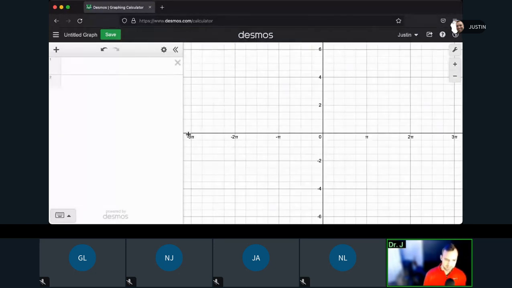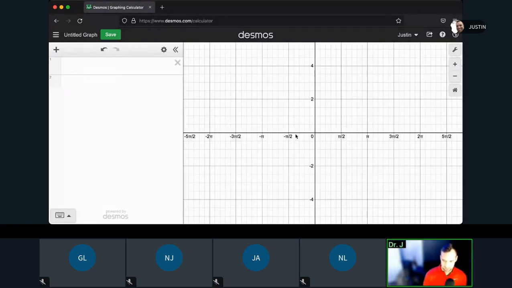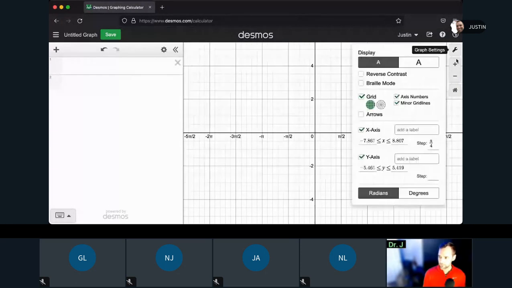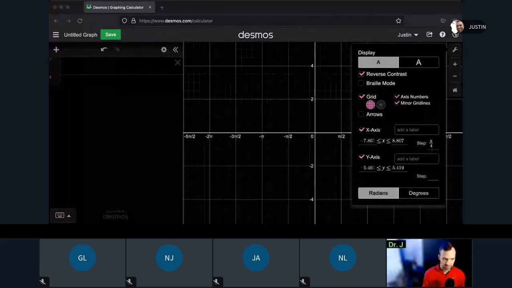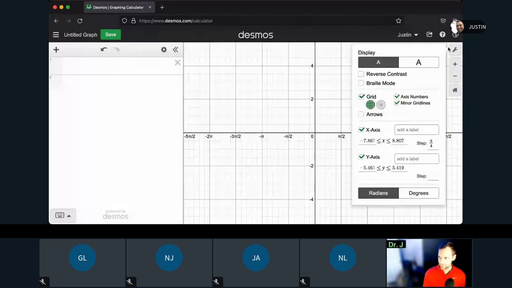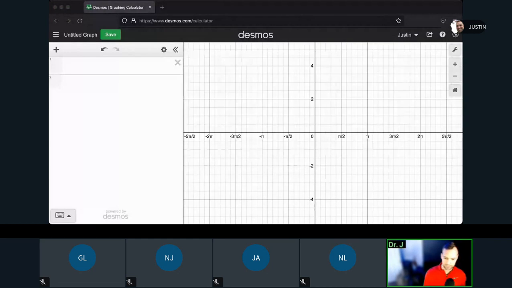And if you notice, my x-axis now has the pi, and I got to zoom in a little bit, and now I have 0, pi over 2, pi, 3 pi over 2, 2 pi. Reverse contrast is kind of cool. All right, everyone good? Everyone's on the same step?